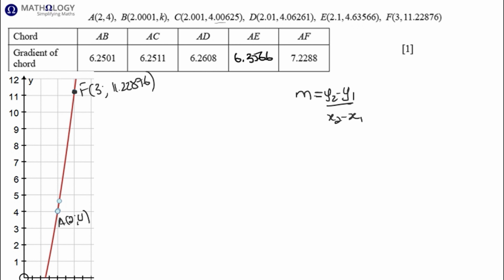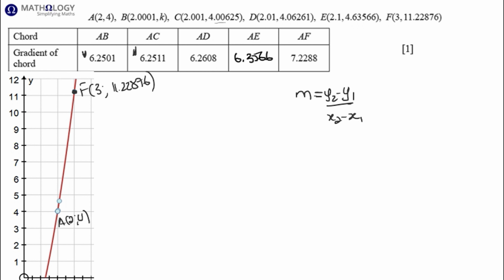So as the points from F through to B get closer and closer to point A, the gradient of the secant line approaches the gradient of a tangent at point A. So we can clearly see that we've gone from a gradient of 7.2288 to a gradient of 6.25019. Now if we just look at the gradient of AB and the gradient of AC, the gradient of AC is 6.2511 and the gradient of AB is 6.2501.